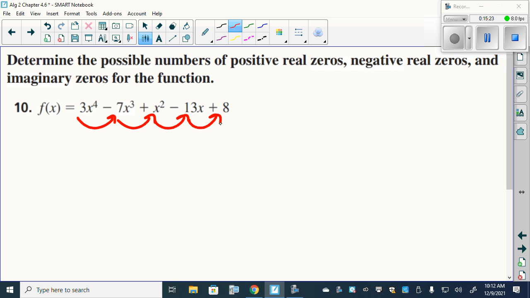We'll do 2 more of these and then we'll be done. So let's count the sign changes. 4 to cube would be 1. Cubed to squared would be... Squared to x is 3. And x to constant term would be... So the possible positives that we could have is 4, because we could have 4, 2, or 0. So it could work out that we don't have any positive solutions.